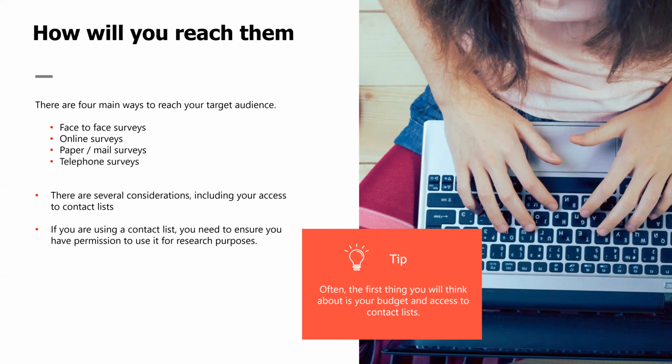But usually the contact list that you have is one of the main considerations. If you have contact details for your target audience, you need to first check that you have permission to use those contact details for research purposes. If you do have permission to email or call the people on your list, then you can go ahead and do that directly to conduct the survey.